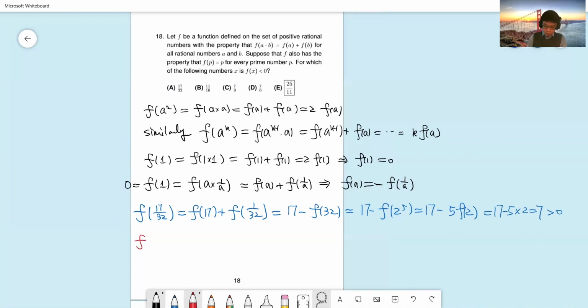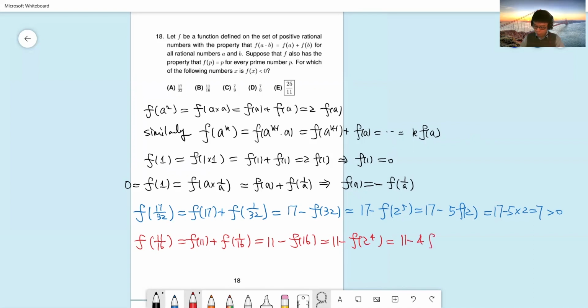So B, f(11 over 16). Similarly, this equals f(11) plus f(1 over 16). 11 is prime, so f(11) equals 11. This minus f(16), since we find the reciprocal. 11 minus f(2 to the 4th). This equals 11 minus 4 f(2). f(2) equals 2. So it's 11 minus 4 times 2, which is 3. This is positive.